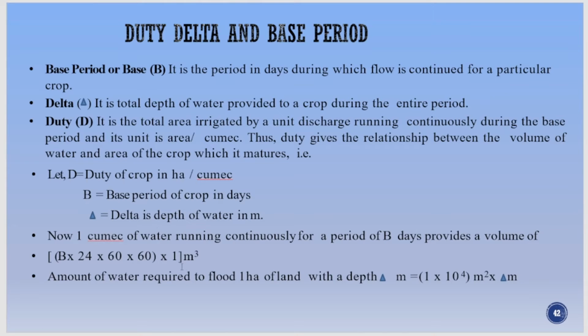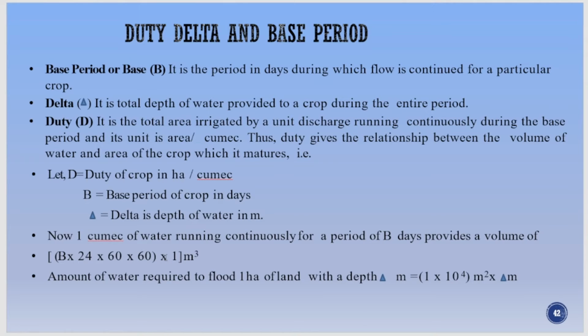Now how much water are we supplying? We are supplying 1 cumec. Let me explain what 1 cumec means. Cumec means meter cube per second. Now I want to calculate the volume supplied if I supply 1 cumec of water for b days. b is the number of days, multiplied by hours, minutes and seconds. It will give you the total seconds of water being supplied, and every second we are supplying 1 cumec. So this gives the total volume of water supplied for b days.